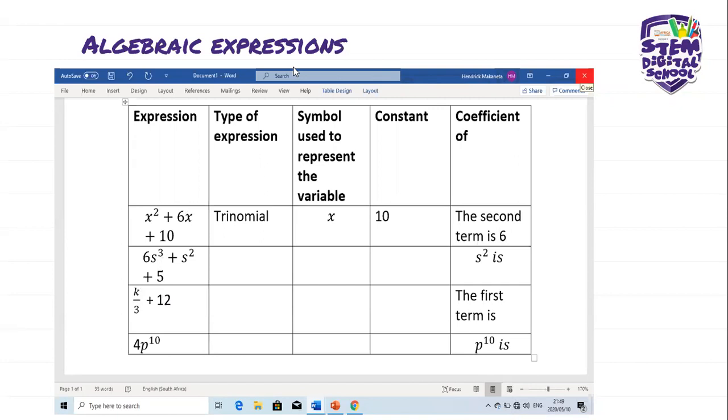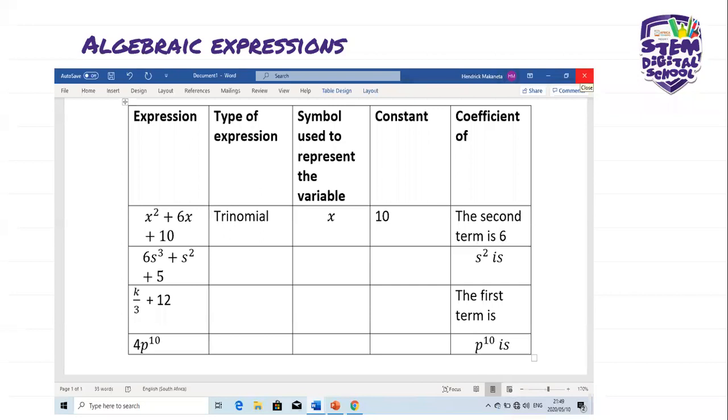Yes, Lucidi? Did you forget to put down your hand, Lucidi? Or do you want to say something again? All right. The type of expression in this case is a binomial because it consists of only 2 terms. The first term is k over 3, and then the second term is 12. So this is a binomial.